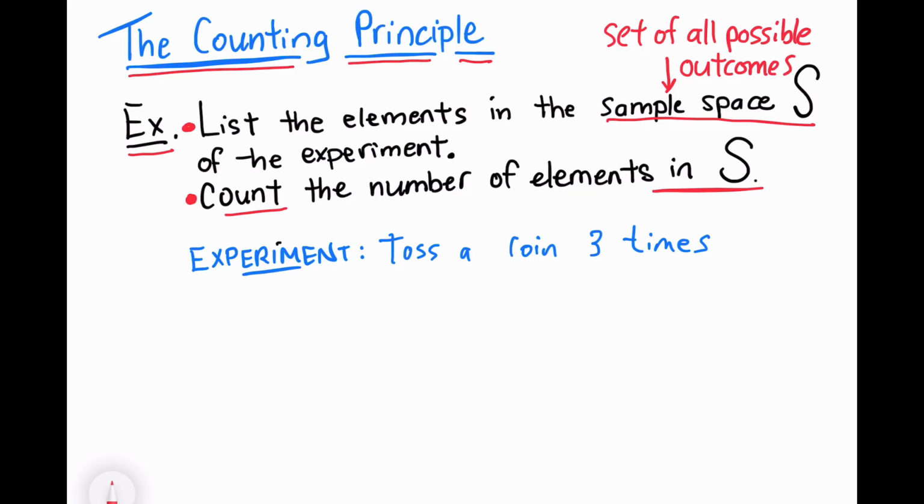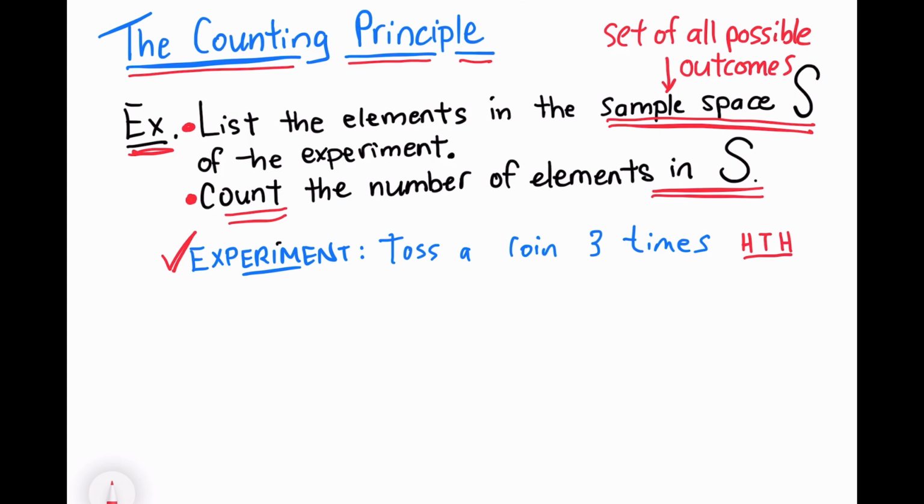So let's do a second example. So again, we're going to list the elements in the sample space S, and then we're going to count the number of elements that are in the sample space S. So the experiment in this case is we toss a coin 3 times. So for example, I toss the coin the first time and I get a head. I toss the coin again, and let's say I get a tail, and then I toss the coin a third time, and let's say I get a head. So this is one possible outcome.